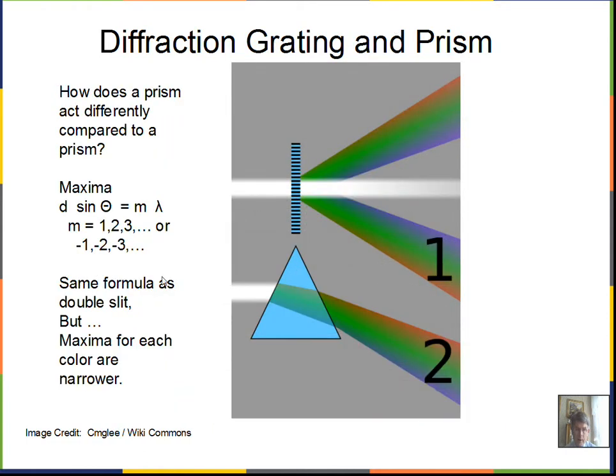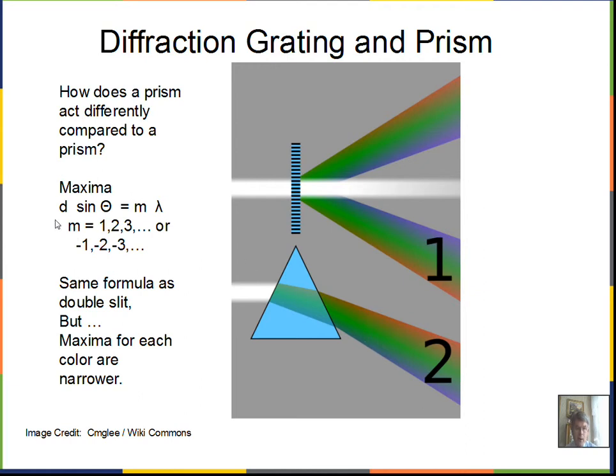So what is the difference between a diffraction grating and a prism? Here's white light coming from the left into both of these devices. The diffraction grating on the top, we get a rainbow of colors. Notice that red is bent the most. It has the greatest angle. And blue, violet, bent the least. The prism, just the opposite occurs. In the prism, the blue light is bent the most and the red light is bent the least.